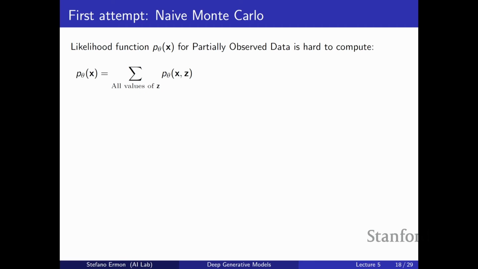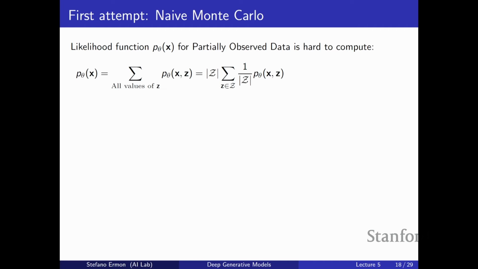One natural way to try would be to do a Monte Carlo kind of thing, right? Basically, this quantity would require us to sum over all possible values of z, and instead we could try to just sample a few and get an approximation. That's the usual recipe that we've seen in the last lecture. We have a sum that we're trying to compute, and we can try to rewrite that sum as an expectation, essentially.